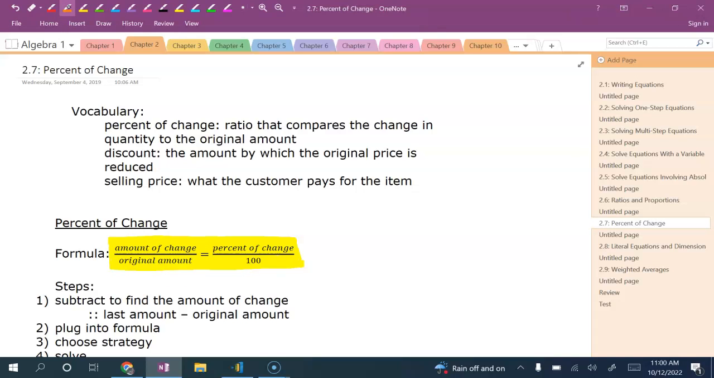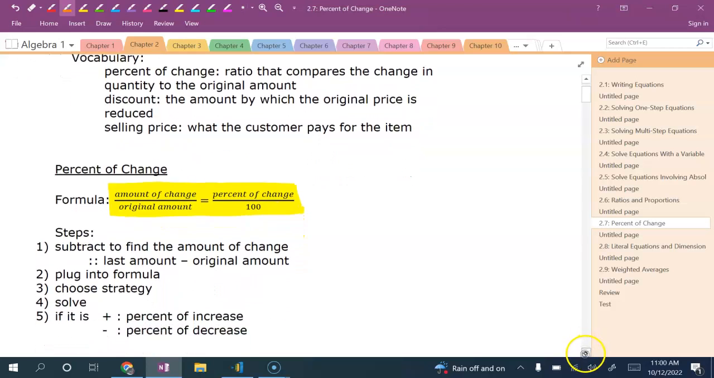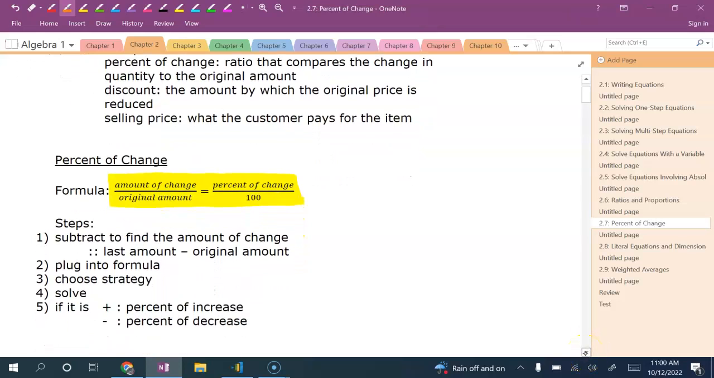So what you're going to have to find is the amount of change. In order to do that, we're going to follow the steps down here. You're going to take the newest, the most recent amount that they give you, and subtract the original amount. That goes in for your amount of change. You put that over the original amount that you started with, and then you set it equal to the percent of change, often X, over 100.